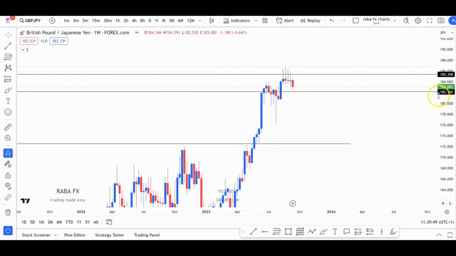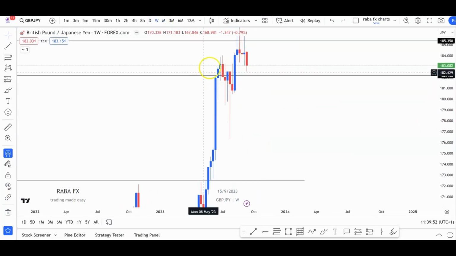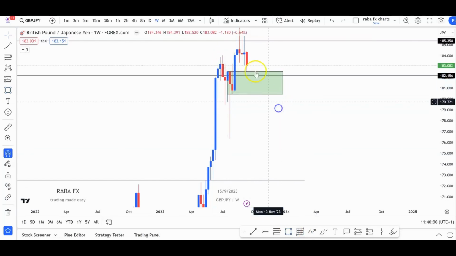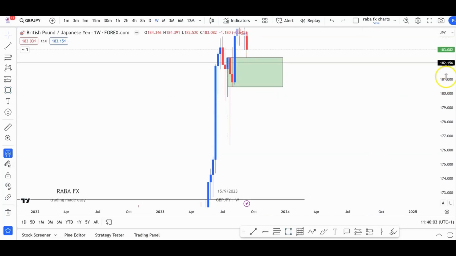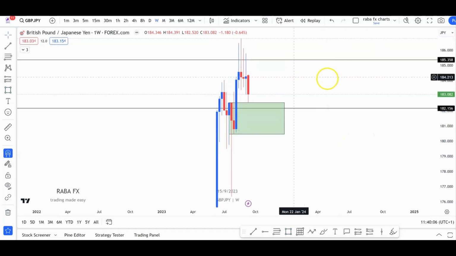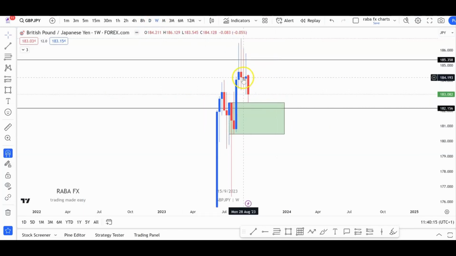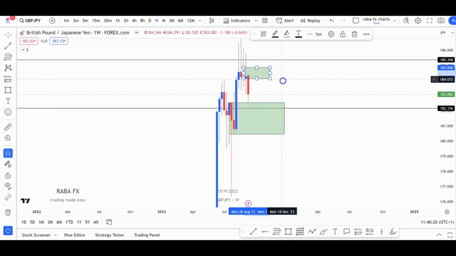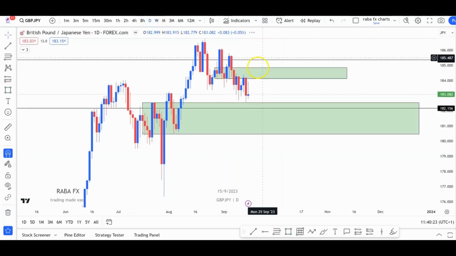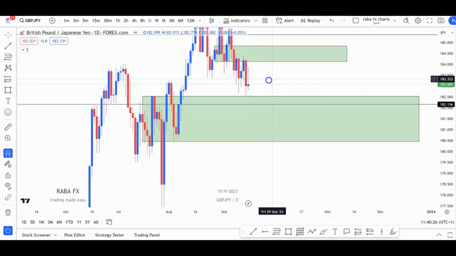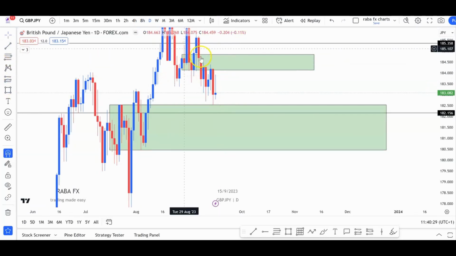So we can see the monthly rejected this continuation opening price. We should continue going lower until we get to this region. This entire zone is where I'll be looking to get involved in that market. Then if I'm to continue selling, on the weekly time frame, I want price to trade to this point. But remember, it might take some time to get there.